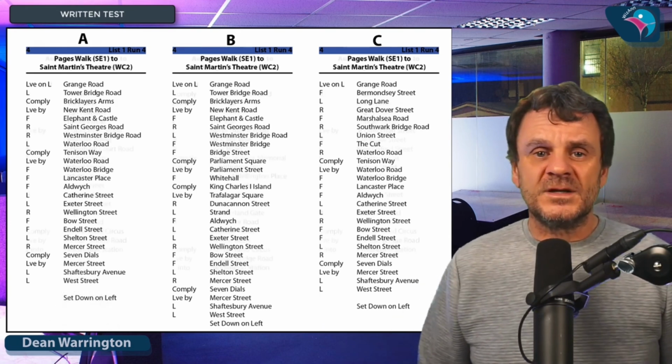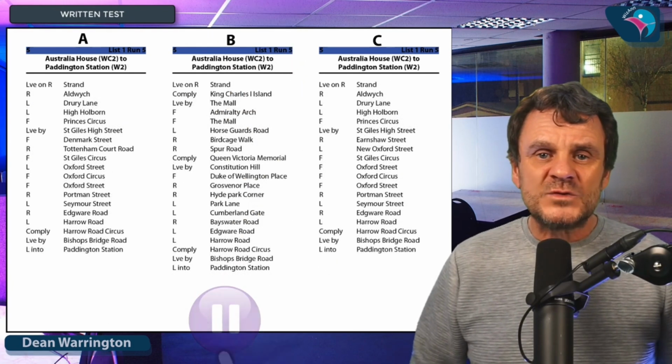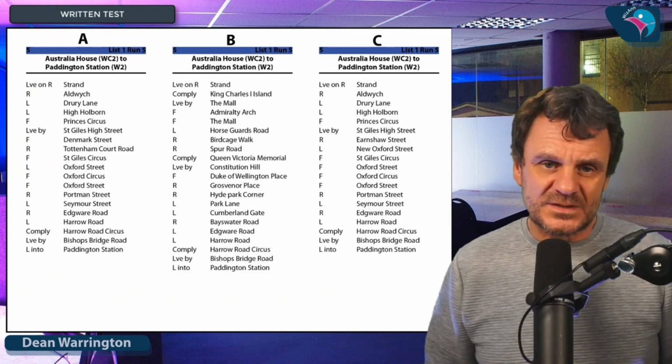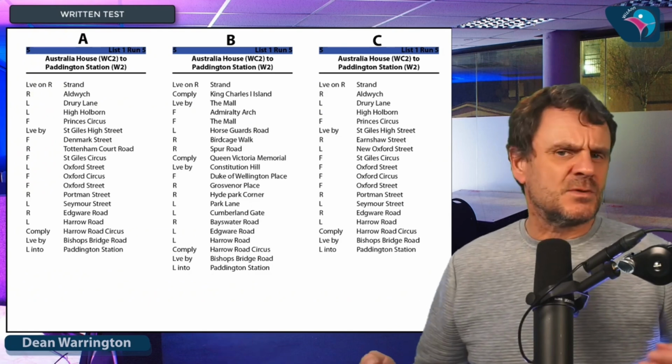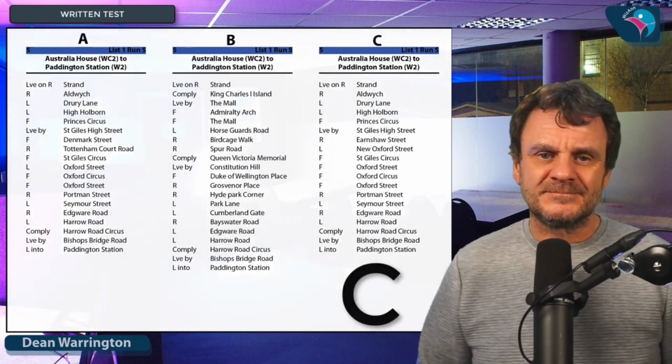Now one more question, and once again, it's pause the video time and see what you choose. Route A uses left Oxford Street, which is illegal. Route B is most certainly wide, and route C is the correct answer.